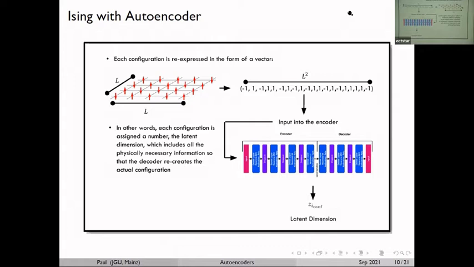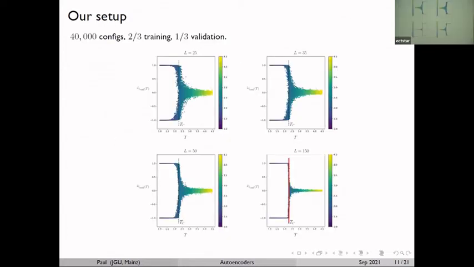So if I take this ZIConf, the setup that we have is 40,000 configs in total over the temperature range of 1 to 4.5, and then we randomly choose 2/3 to train and 1/3 for the validation to test. As you see here, we have 4 different volumes that we are performing this whole calculation for, which is 25 × 25, 35 × 35, 50 × 50, and 150 × 150.